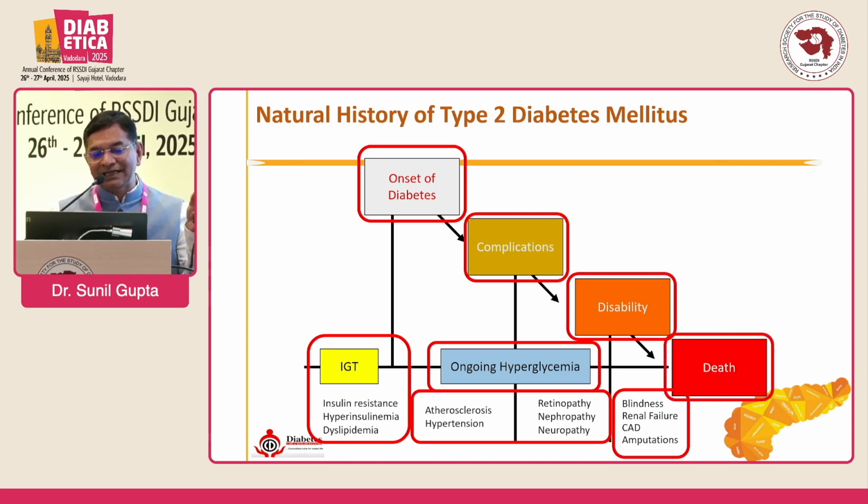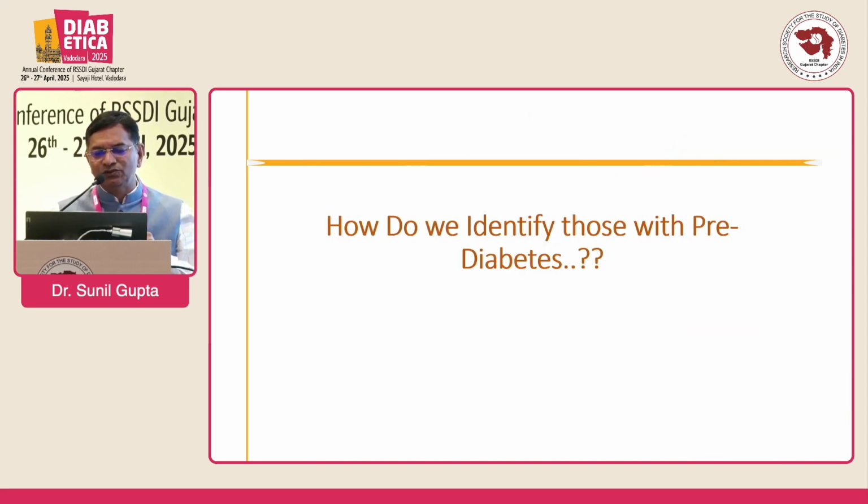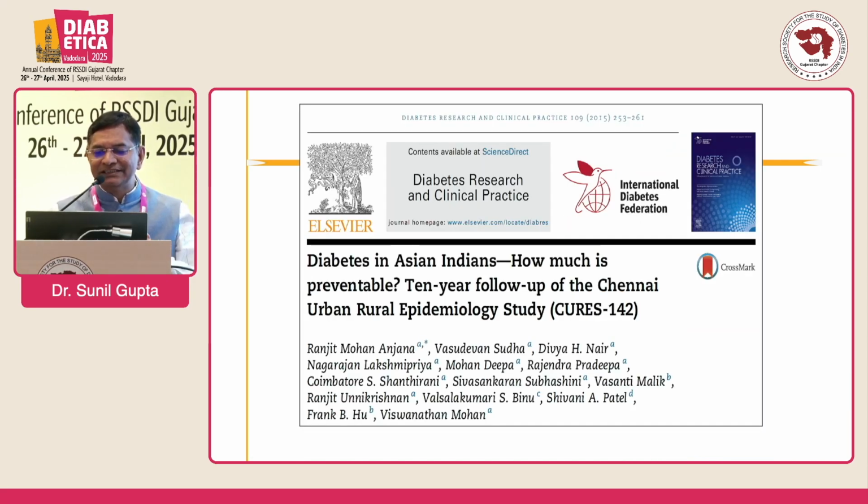So this is the natural course of type 2 diabetes, which starts much earlier. As clinicians, we have a social responsibility of diagnosing them early, treating them early, and trying to prevent as much as we can with whatever gadgets we have. So how do we identify these pre-diabetes patients?